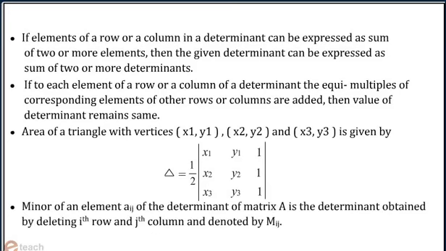Minor of an element aij of the determinant of matrix A is the determinant obtained by deleting ith row and jth column and is denoted by Mij. Cofactor of aij is given by Aij = (-1) to the power i+j Mij.